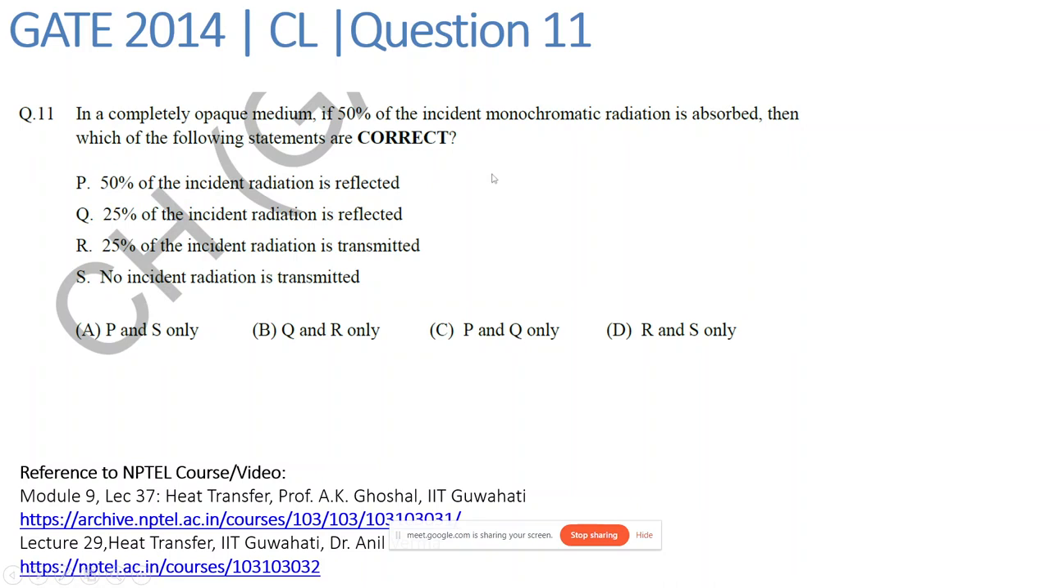So now let's take a look at this question 11 from GATE 2014. The question is, in a completely opaque medium, if 50% of the incident monochromatic radiation is absorbed, then which of the following statements are correct? Option P is 50% of the incident radiation is reflected. Option Q is 25% of incident radiation is reflected. Option R is 25% of incident radiation is transmitted. Option S is no incident radiation is transmitted, and we have to select the correct option from the given.